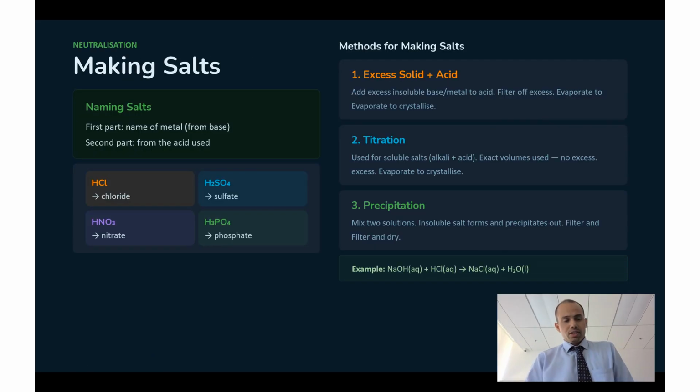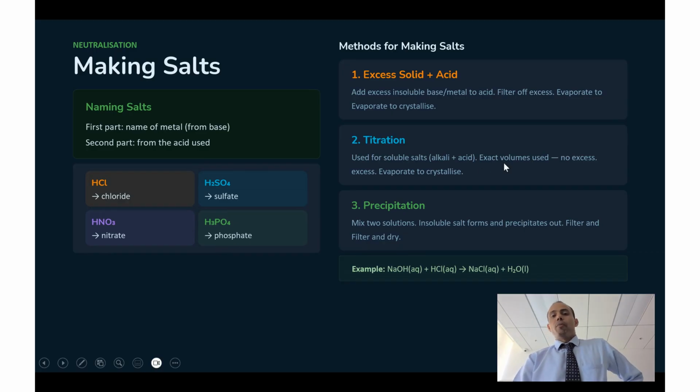Making salts. If you are using the acid HCl, you will end up with a salt named chloride. If you are using the acid H2SO4, you will end up with a salt named sulfate. Nitric acid will end up with nitrate, while phosphoric acid will end up with phosphate.